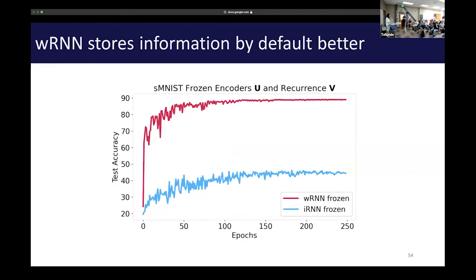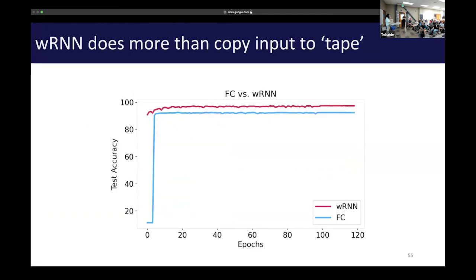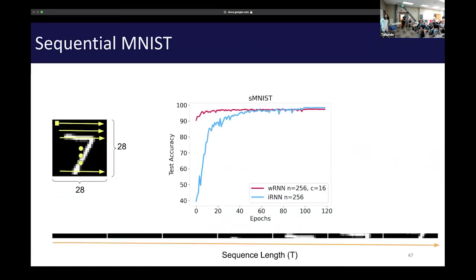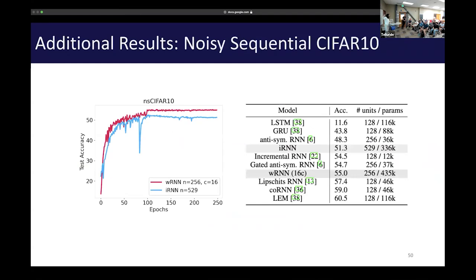Yeah, so I'll skip some of these other examples. One example I do want to talk about is the fact that this wave RNN is doing more than just copying things to a tape, at least in this task. The comparison of copying things to a tape would be, I take that full sequence of digits or of pixels, and I feed this full sequence into a fully connected neural network, a multi-layer perceptron, right? And then I train it to classify based on that.